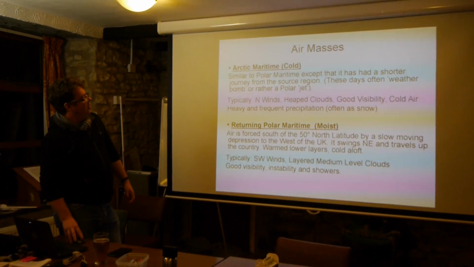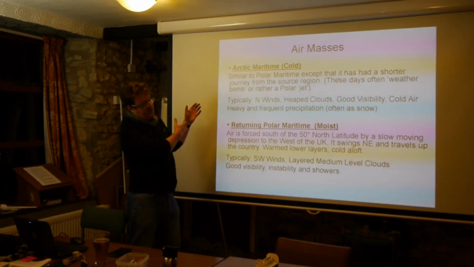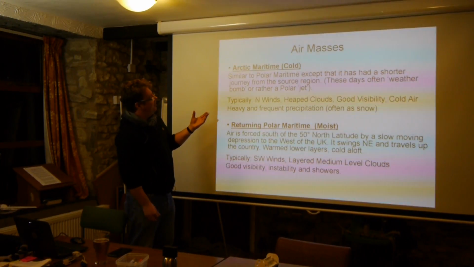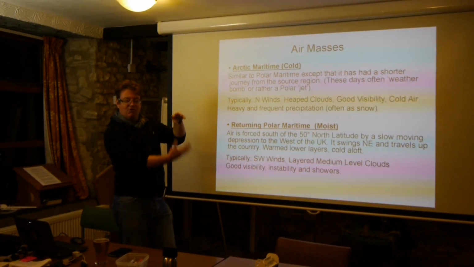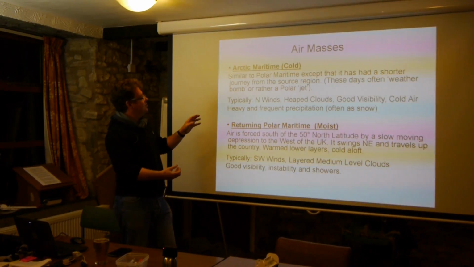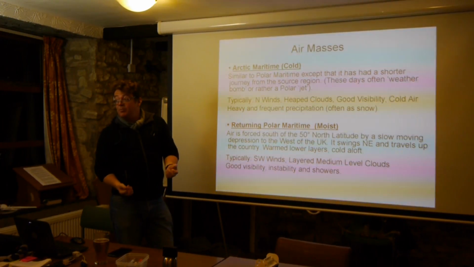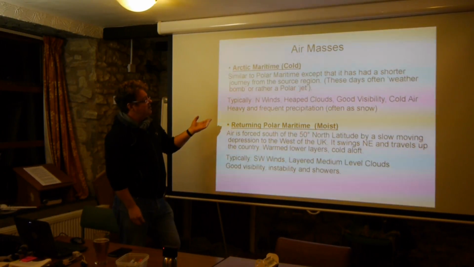And Arctic maritime is very similar to polar maritime, except that instead of coming from a northwesterly direction, it's come almost directly down from the north quite often, from the source region. These days it's often referred to in the press as a weather bomb. You'll end up with very strong northerly winds and then it's going to snow or that sort of thing. Or a meteorologist might describe it as a polar jet, basically coming in and bringing very cold polar air into the UK.